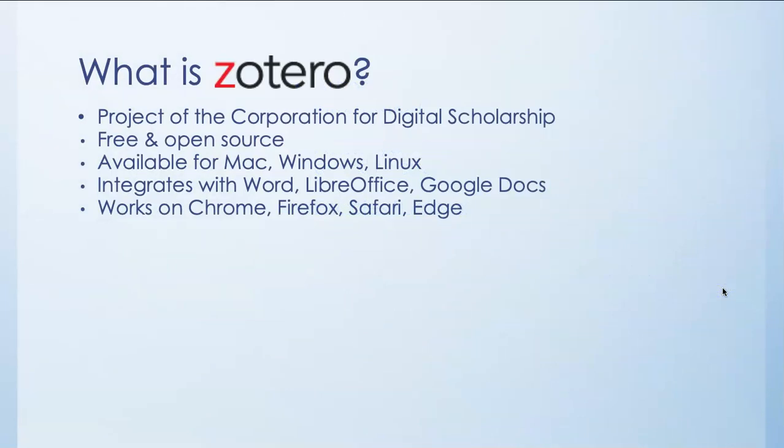So now that we understand a little bit more about citation managers in general, what is Zotero? Zotero is a citation management product that is a project of the Corporation for Digital Scholarship. It's a nonprofit run by historian scholars to make research more easy to do. It's free and open source, and it's available on a multitude of different operating systems. It integrates with multiple different word processing softwares, and it works on almost any web browser.